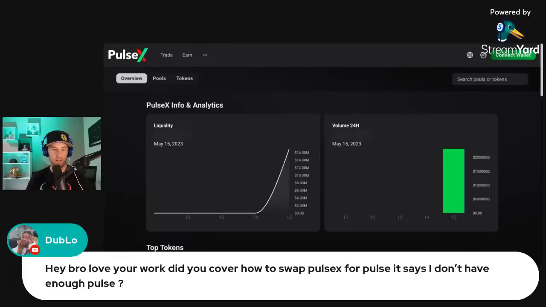So Dublo says, "Hey, bro, love your work. Did you cover how to swap Pulse X for Pulse? It says I don't have enough Pulse." Yeah, I have done that a few times. You just have to wait until there's a way for you to get Pulse, either on a centralized exchange or Portal X or a faucet. One of those needs to be open so that way you and I and everybody else can get a little bit of Pulse.